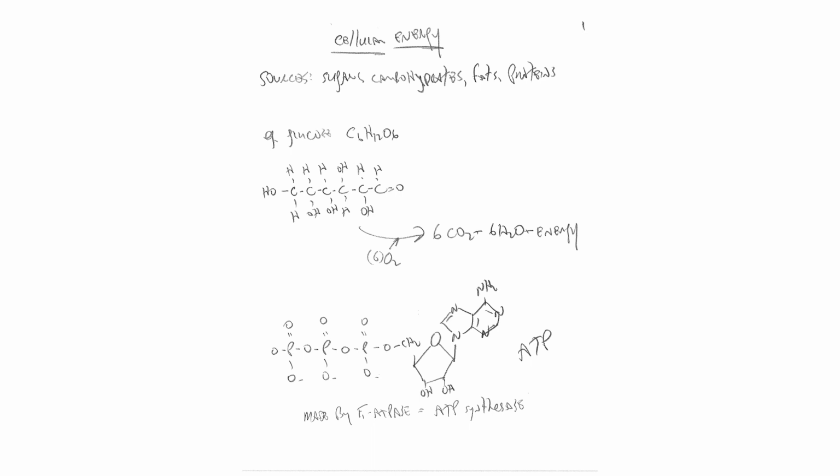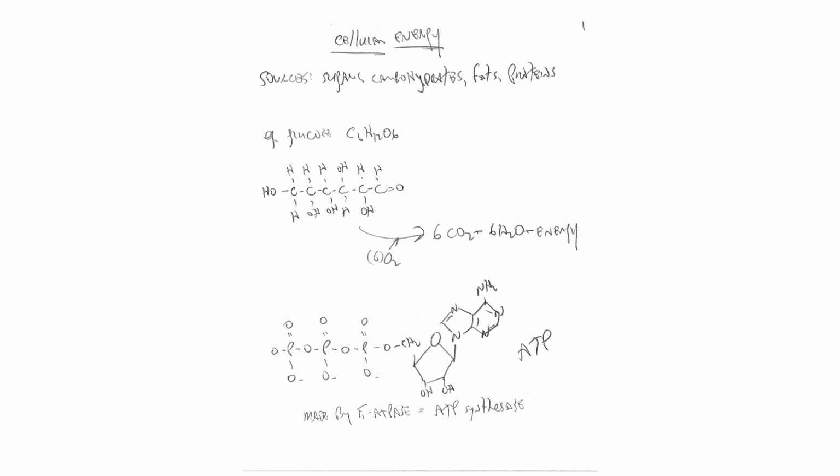So what I'm showing here basically is that all the energy that we use, the cellular energy, is ultimately derived from sugars, carbohydrates, fats, proteins, food that we eat. And the energy is stored, like I said, in the chemical bond. So if you take glucose, for example, C6H12O6, and you oxidize that in the presence of oxygen, you get combustion. You end up completely breaking down that molecule into carbon dioxide and water, and then the energy of all those bonds is released.